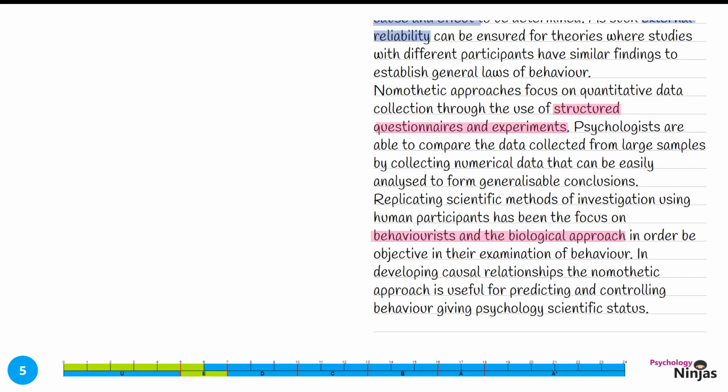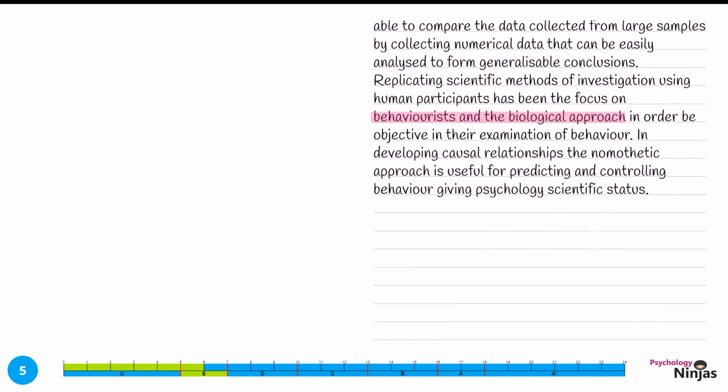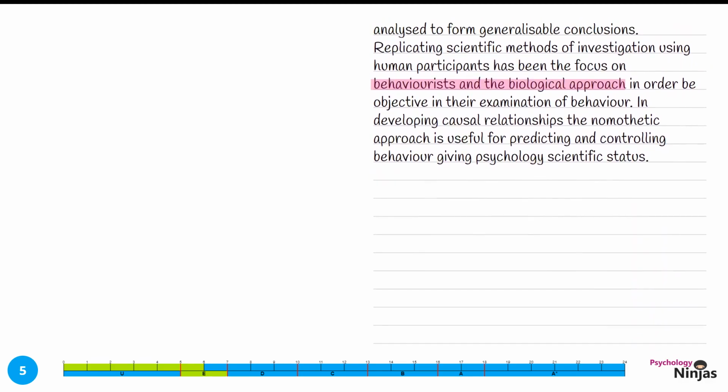In developing causal relationships, the nomothetic approach is useful for predicting and controlling behaviour, giving psychology scientific status. So we've identified that using similar research methods gives psychology and science a similar background, increasing the likelihood that the conclusions would be accepted. We're then going to show off our psychological knowledge by giving a detailed example.